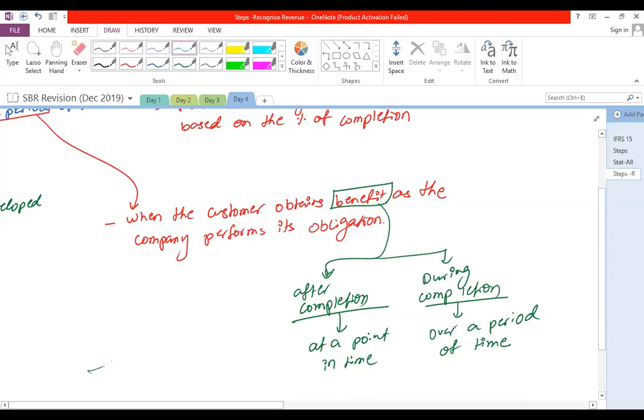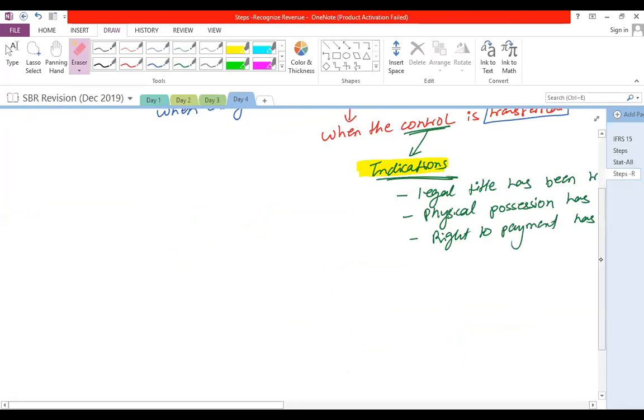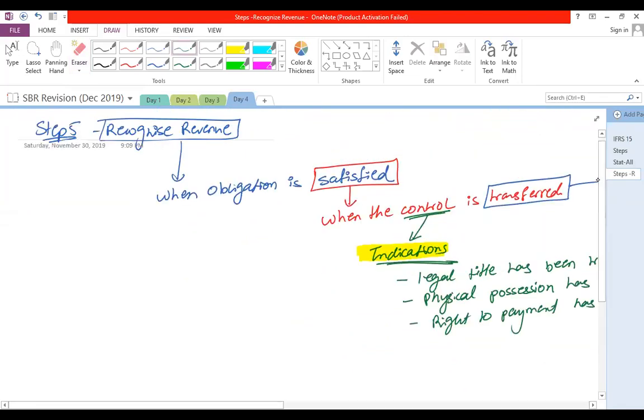So that was all about IFRS 15, where we discussed 5 different steps of the revenue recognition.